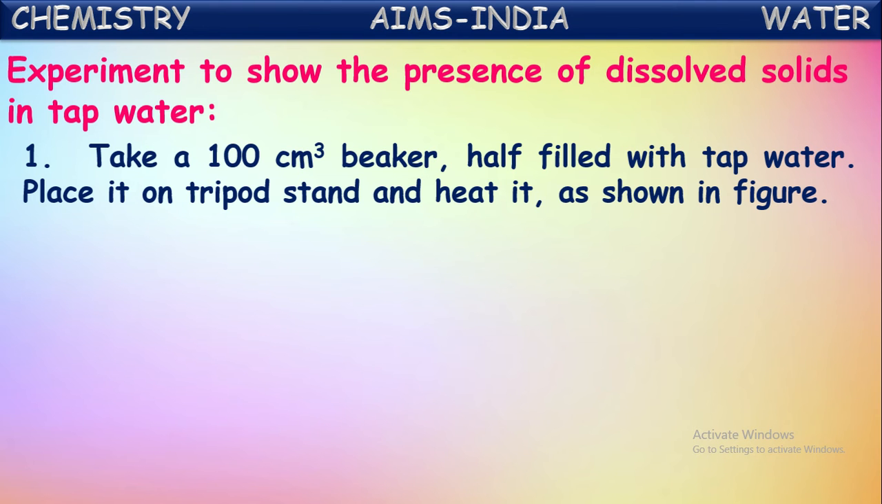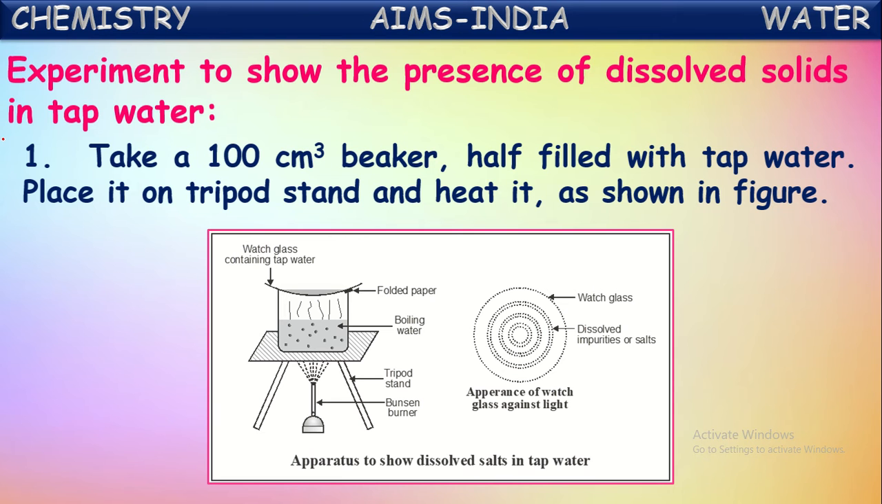We have to take a beaker. Now we have to fill it till half. Say this is the experimental setup for proving the presence of solids in the water. For that we have to take a 100 ml beaker and it is half filled with the tap water.